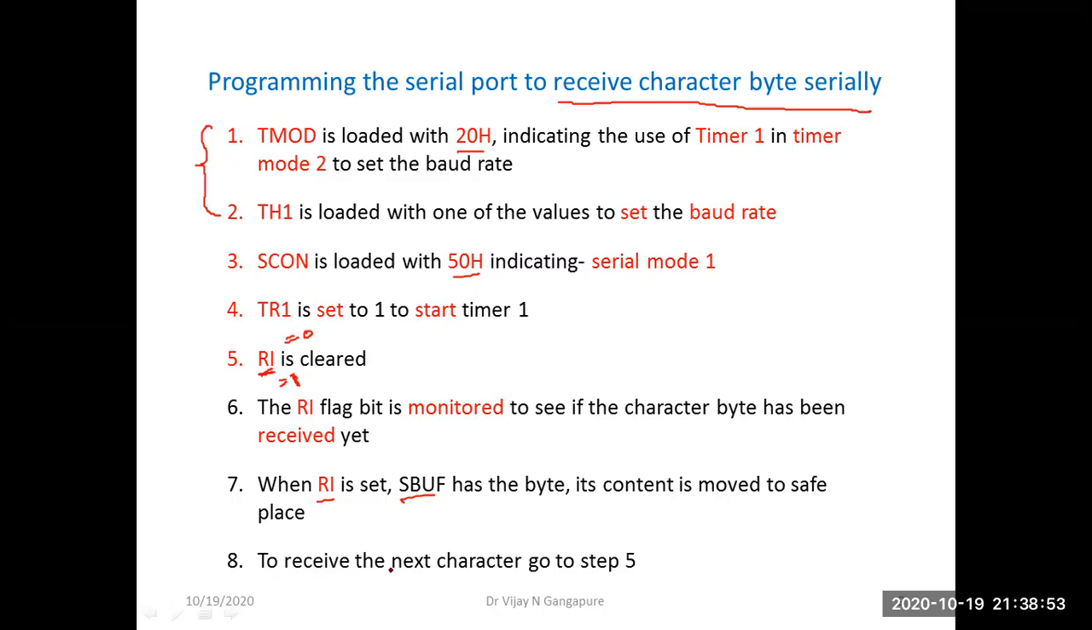To receive the next character byte, again we have to go to step 5. We have to again clear this RI flag bit, and then continuously monitor the RI flag bit, and when it is set again, that means the next byte is received and available in SBUF. Then we move it again to some safe place, and we can continue receiving the next byte. In this way, we can do reception via serial port of 8051.